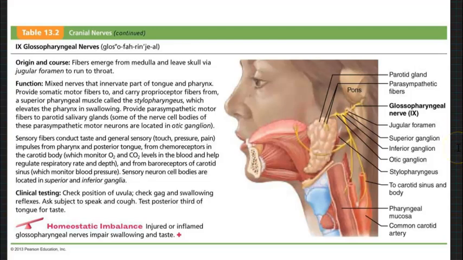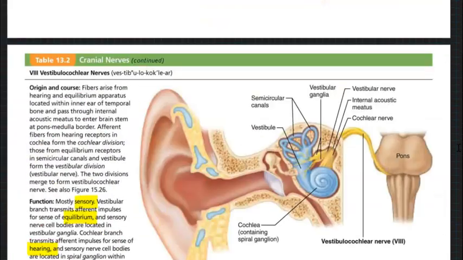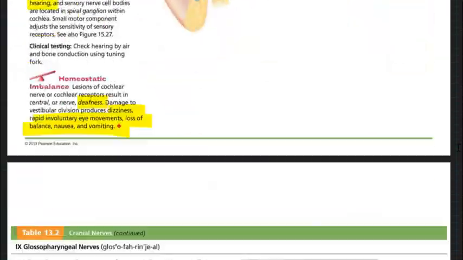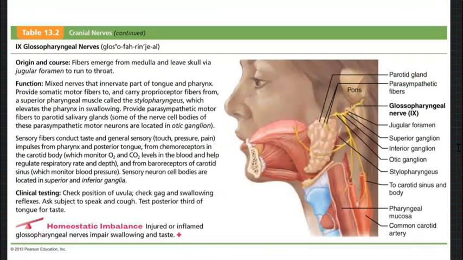Yes. We skipped this. We did. I just skipped the facial nerve picture.